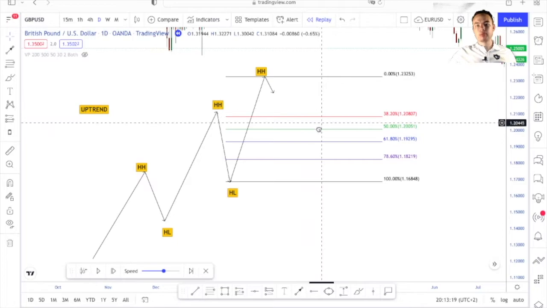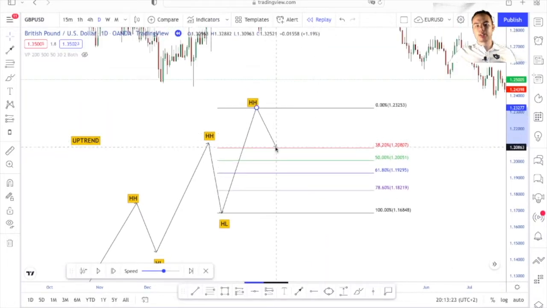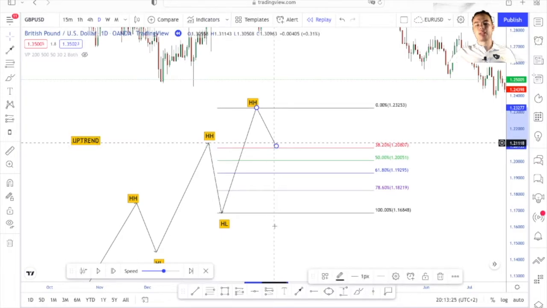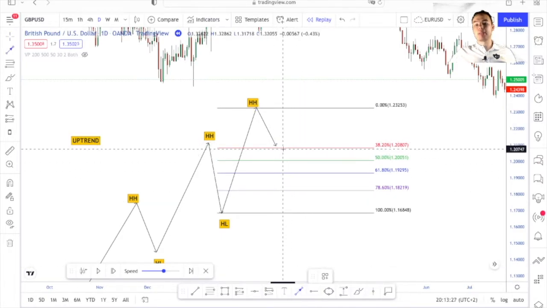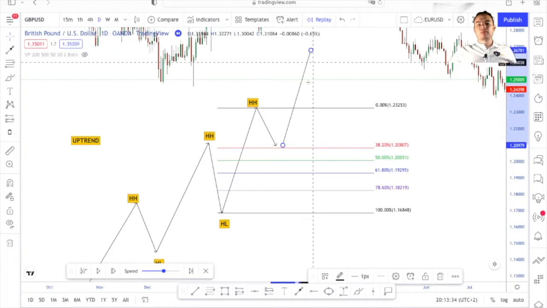So price can either come down to the 38.2%, and then you can potentially buy on this higher low. I'm going to explain the differences now.